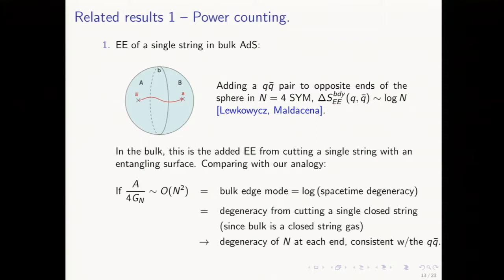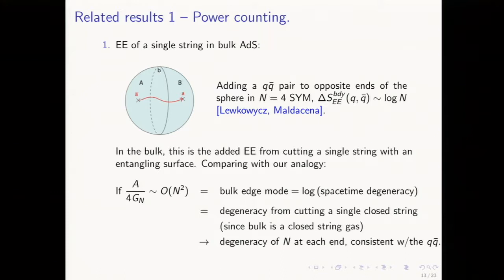Let me first spend just 2 or 3 minutes going over a list of some related results in the literature. So this one result that I like to mention at this point, though I don't really know what to do with it, is the bulk interpretation of this calculation by Liukowitz and Maldacena about the added entanglement entropy when you put a QQ bar pair at opposite ends of the sphere in N=4 super Yang-Mills. So they just did this as a purely boundary computation. They computed the added entanglement entropy of this QQ bar pair using the CHM trick and localization. And one thing they find is that it comes with a log N, and that's basically just because of the color entanglement. So this is like an edge term from the boundary point of view.